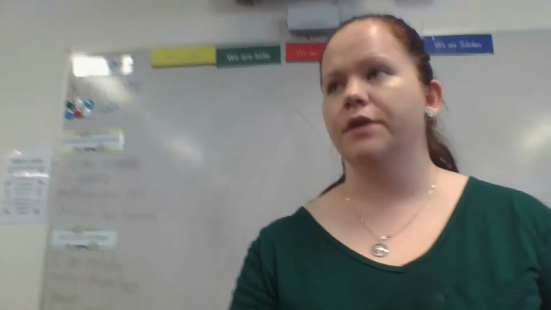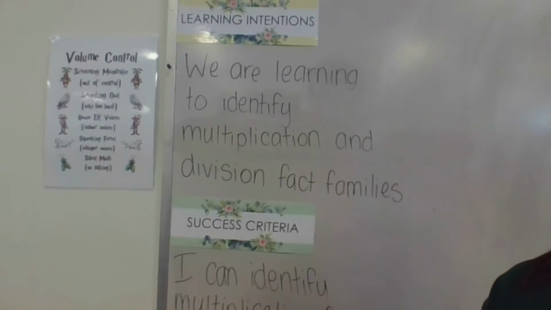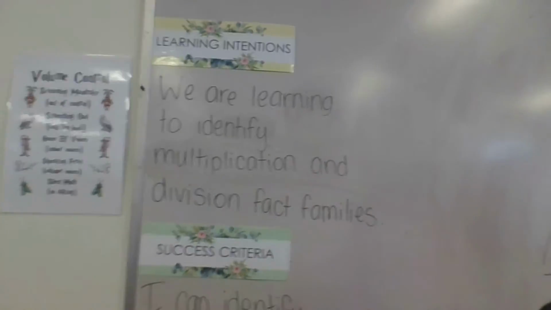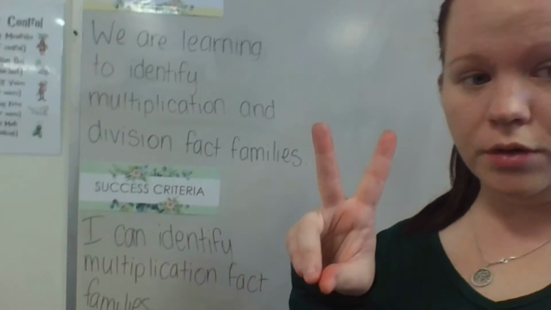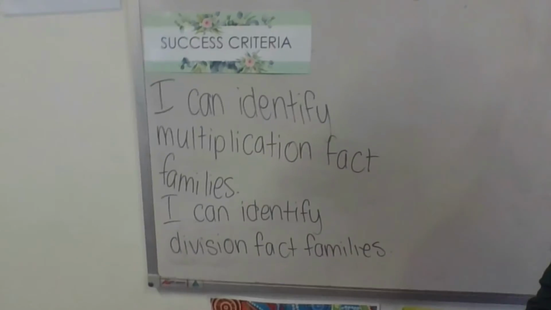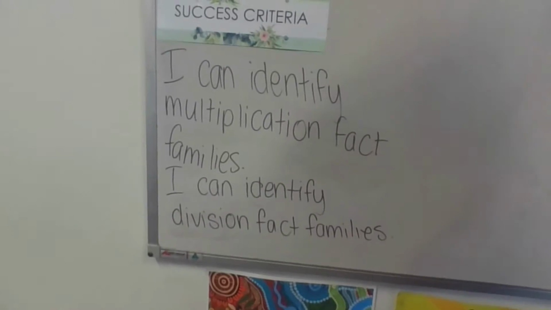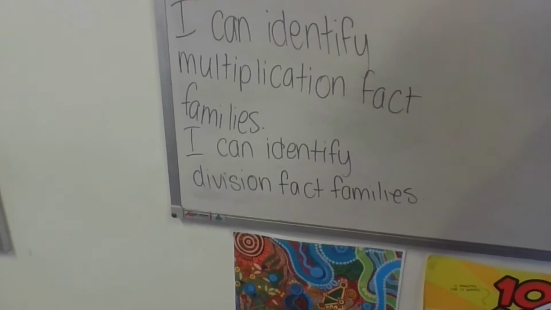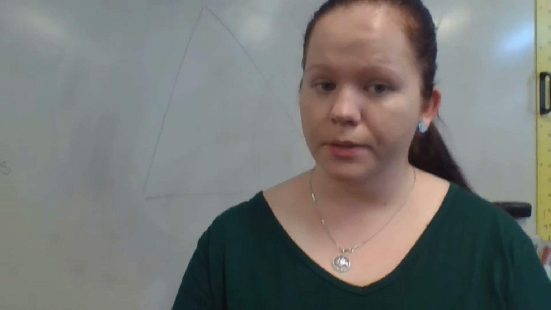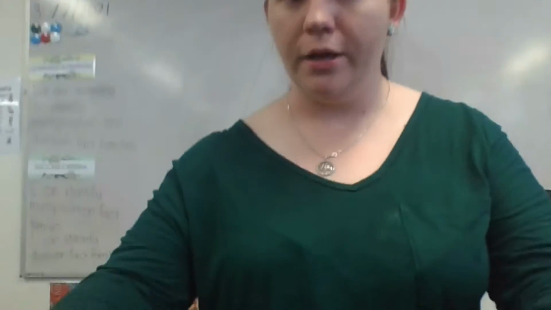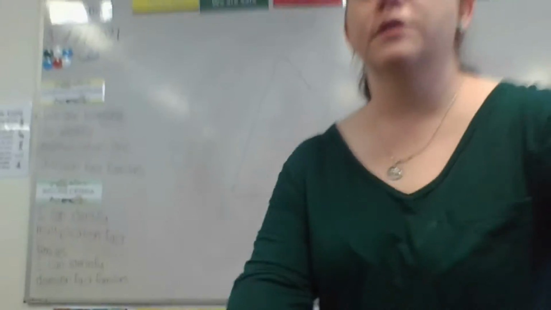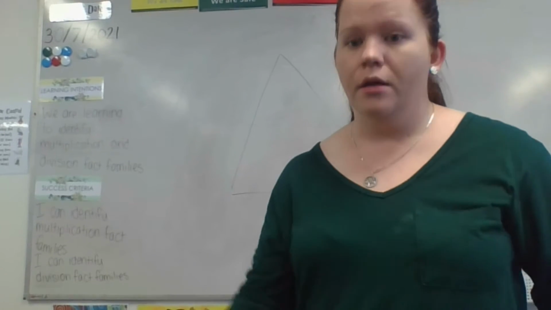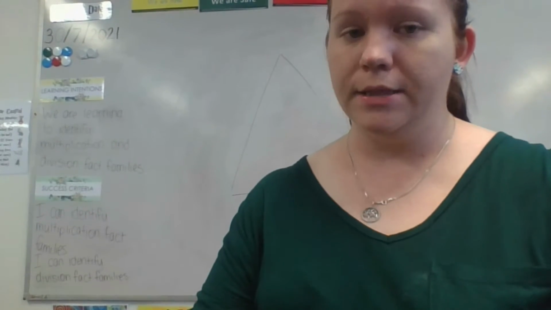So for this activity, our learning intention is that we are learning to identify multiplication and division fact families. For our success criteria, we have two options. So I can identify multiplication fact families, and our second one is I can identify division fact families. So for now, I only really want you guys to focus on the multiplication, because that is the one that we are learning about today. The division one is for the Year 5 students in 4-5AB. You are going to be working on the division one as well.